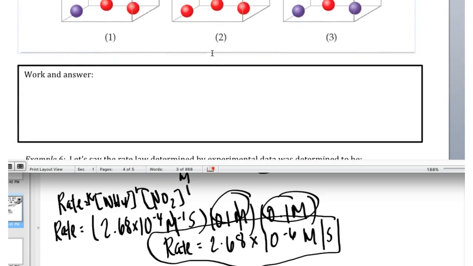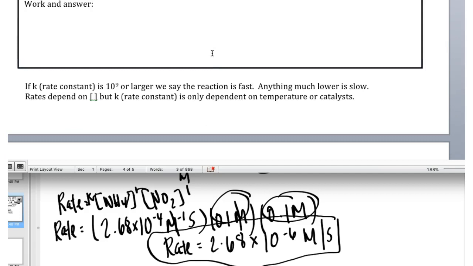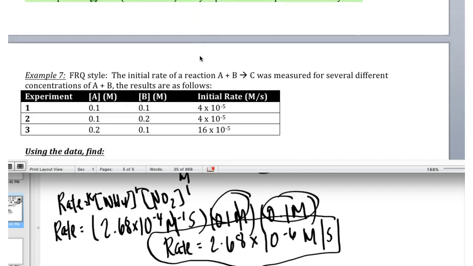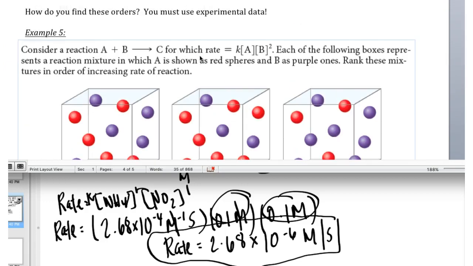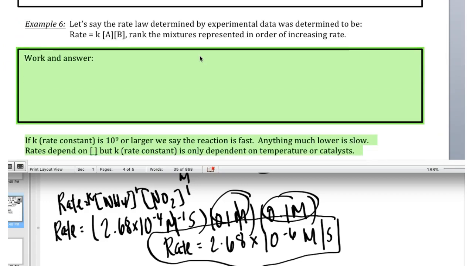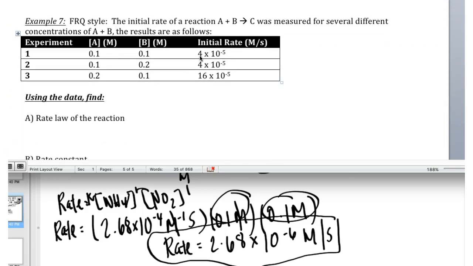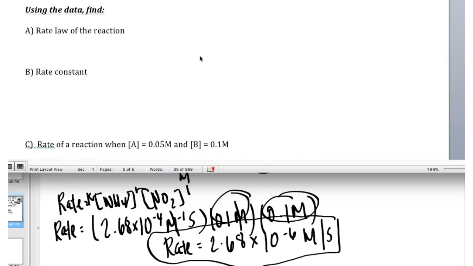So we're actually going to skip this one. I want you guys to skip example 5 and example 6. Okay. I do want you to know this. So again, if k is large, it's going fast. If k is small, it's going slow. Okay. I want us to do example 7. So again, example 6 and example 5, I want you to get rid of it. We're not going to do those. I want us to focus more on examples 7 and 8.